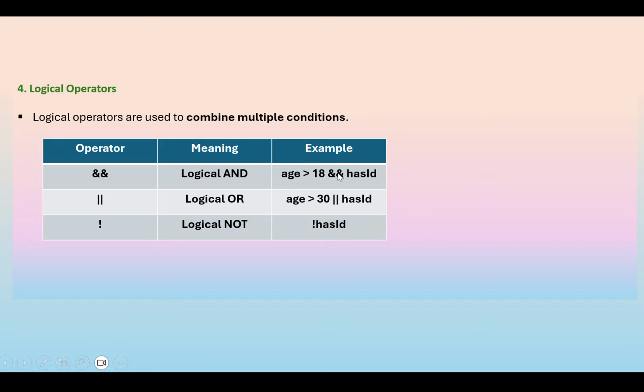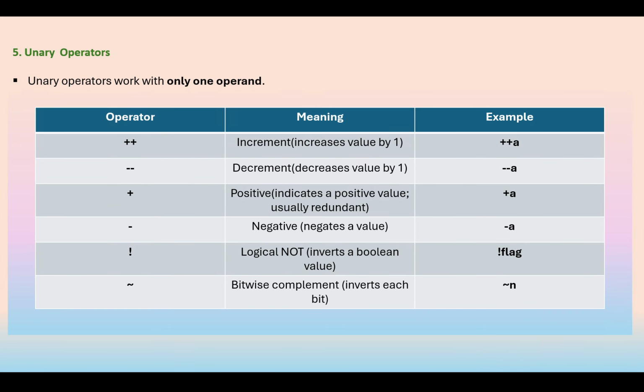So for all the other operators, we need to deal with a minimum of two operands. And this whole thing we call an expression. So expression is the combination of variable or value and the operator. But when it comes to unary operators, they work with only one operand. So there won't be any involvement of another variable here. Whatever operation we are trying to perform, it will be performed on the single operand or variable.